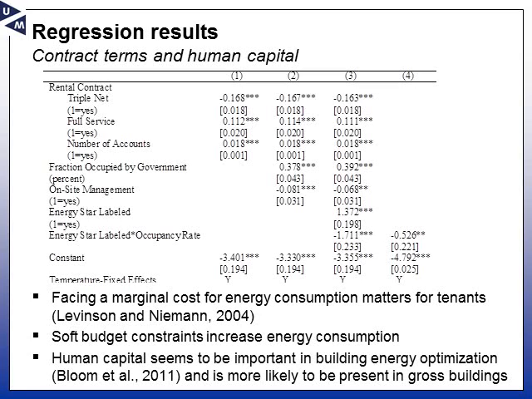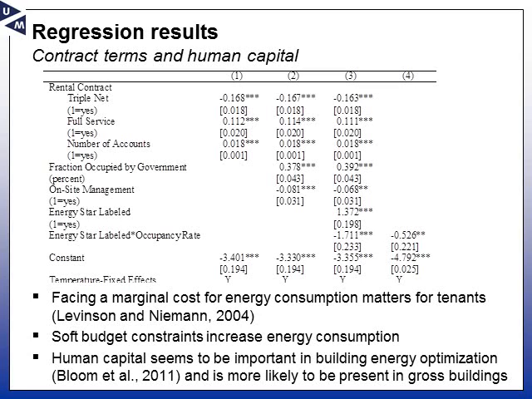Also notice the positive coefficient on fraction occupied by government. In those, a 10 percentage point increase in the share of the building occupied by government is associated with a roughly 4% increase in electricity consumption. We also have data on which buildings are Energy Star. Oh, I skipped one. Notice that those buildings with on-site management, having human capital, consume 7% less electricity.